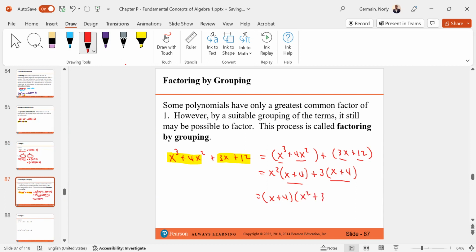And from the second one, we have 3. And that would be our final answer. So we factor by grouping.